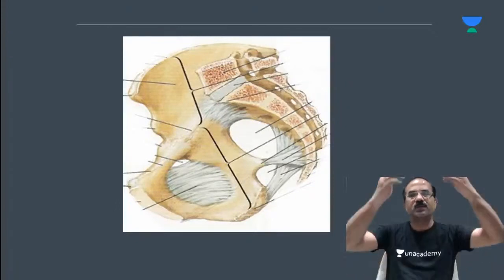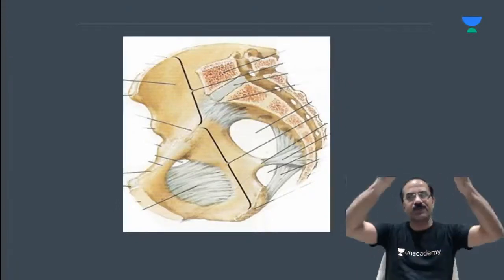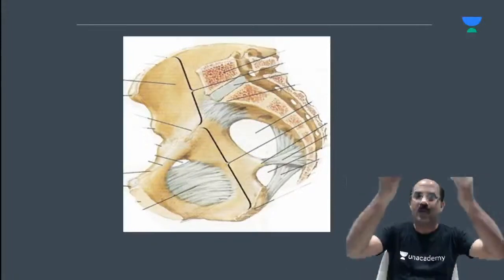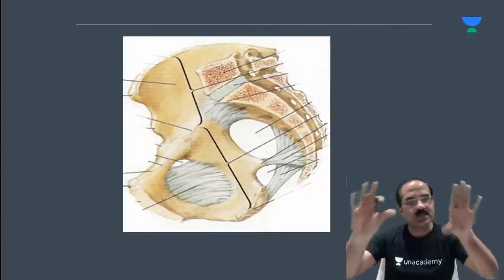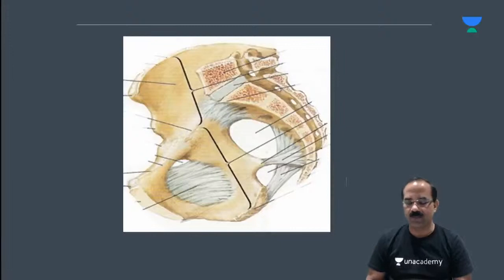The second option, from the gluteal region, the structure comes straight down. If we come straight down, where are we? We are in the posterior compartment of the thigh.